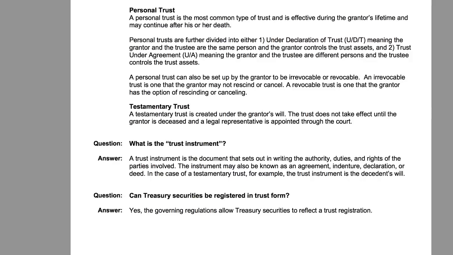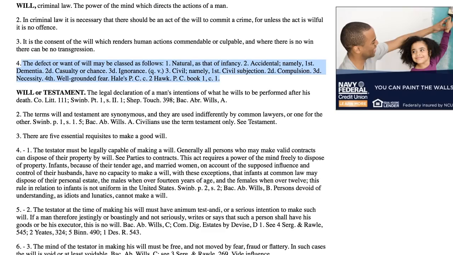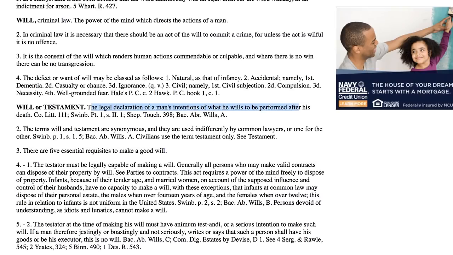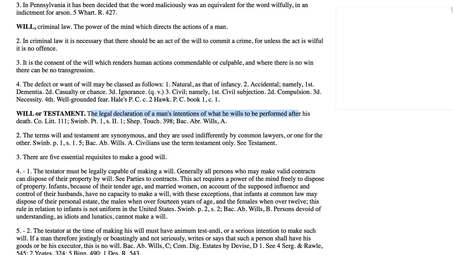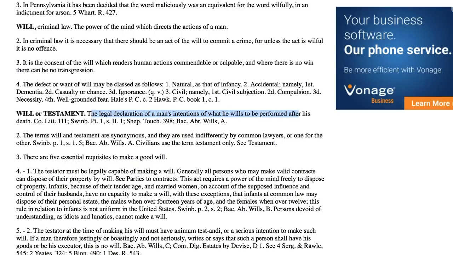So what is a declaration of trust, right? When we just looked at the term, the will, it's a legal declaration of a man's intention of what he wills to be performed after his death. Or you can look it up on other sites and it'll tell you the legal declaration of a man's intention of how he wants to direct the distribution of his property. But it's a legal declaration of a man's intention.